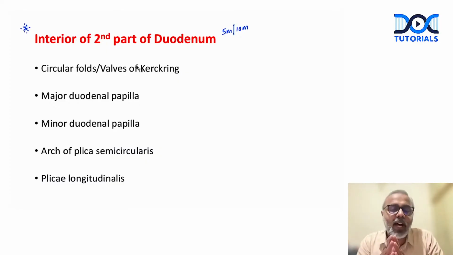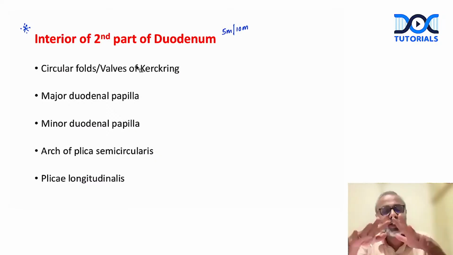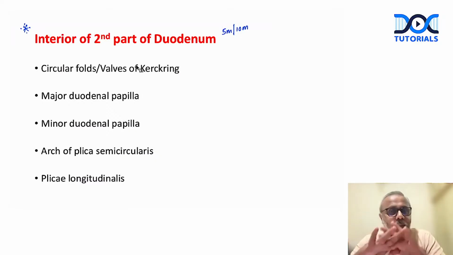If this is asked, how should we present the answer? You should write the features of the interior of the duodenum under these 5 headings, right? If the question is to describe the interior of the duodenum, we can begin by saying the interior of the duodenum shows transverse mucous folds, which are very prominent beyond the second part. And then we can focus on the interior of the second part in detail.